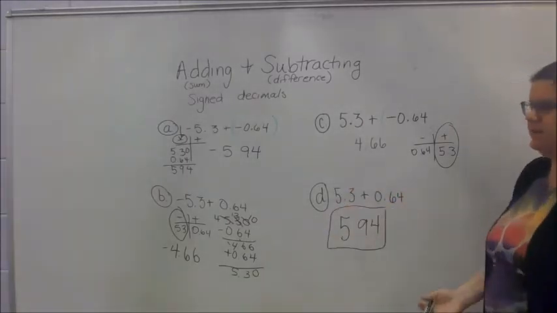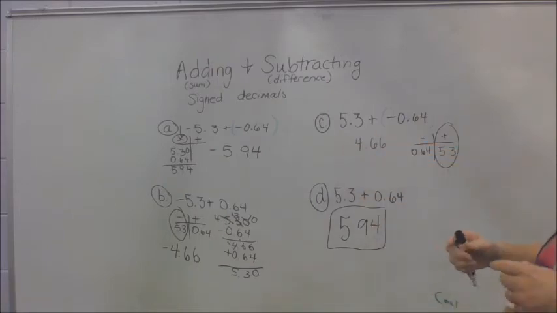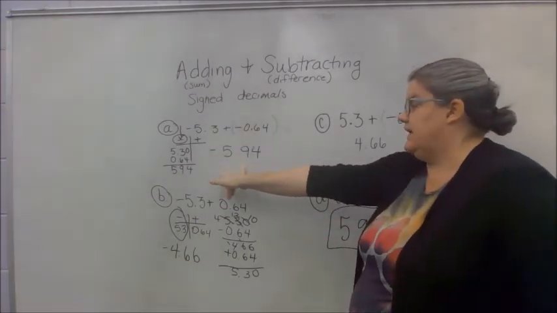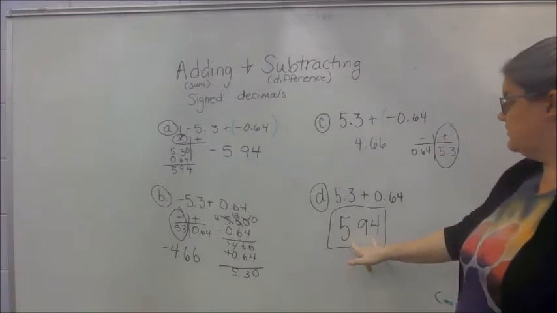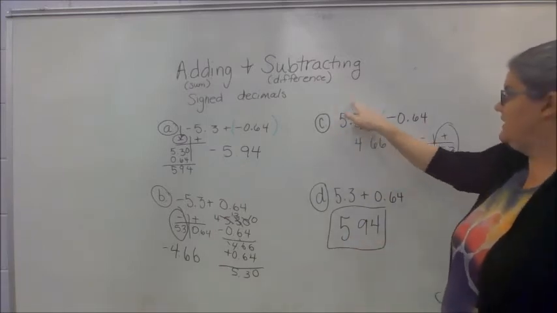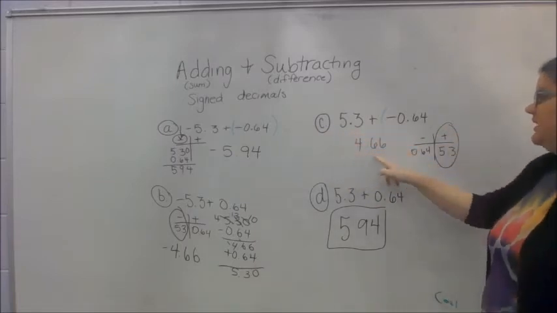So I did these 4 examples just to show you how all these look very similar, but you have to pay attention. Both of these are negative, so it gets to be a negative sum. Both of these are positive, so it's a positive sum. Here, the 5 3/10 is the larger decimal, and it's positive, so it gets to be a positive sum.